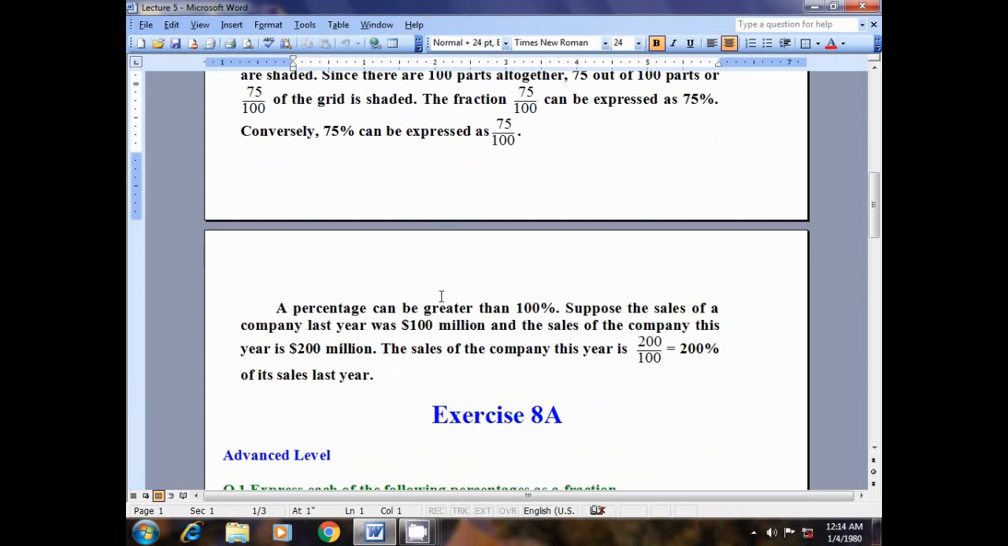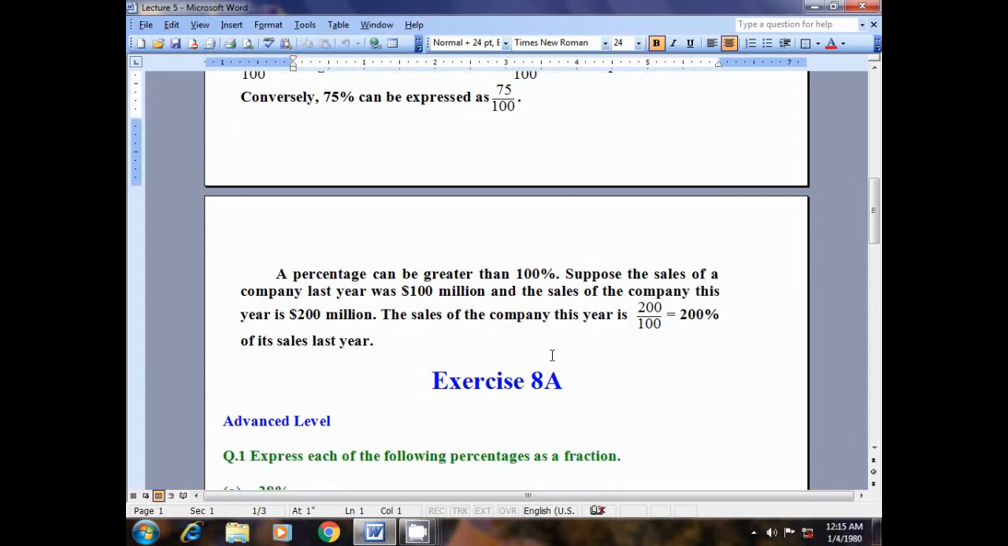A percentage can be greater than 100%. How? For example, suppose the sales of a company last year was $100 million and the sales of the company this year is $200 million. The sales of the company this year is 200 divided by 100, which is equal to 200%. Since we have removed this 100, we will add the percentage sign, and this is the sales of last year, which is 200% of 100.